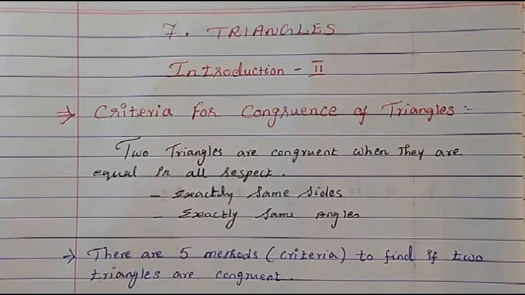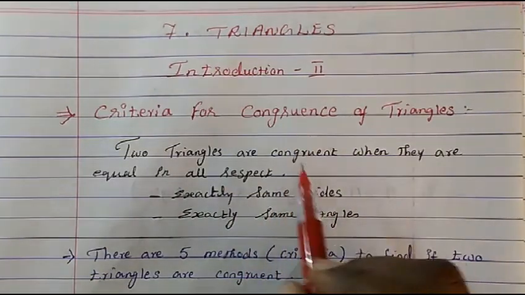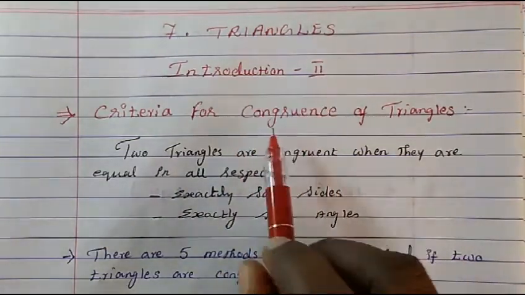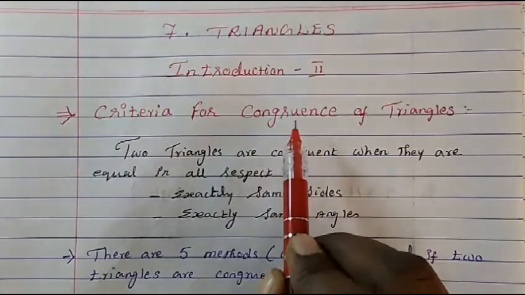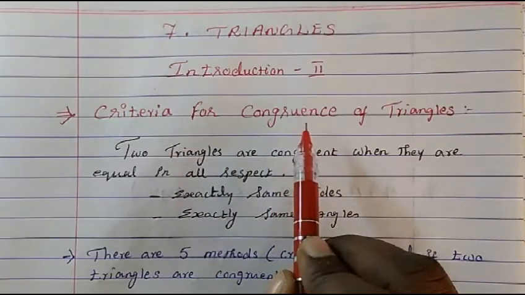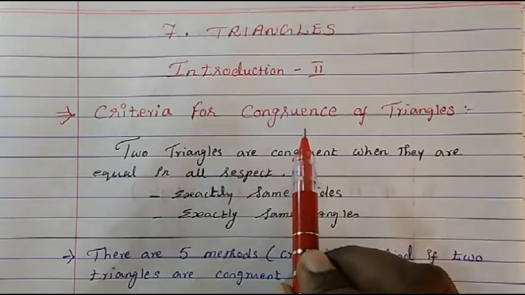Today we are going to study chapter 7, Triangles, Introduction Part 2. Here a very important concept we are going to discuss, that is criteria for congruence of triangles. Already I have explained to you the meaning of congruence in Introduction Part 1. Congruence meaning is nothing but same to same.